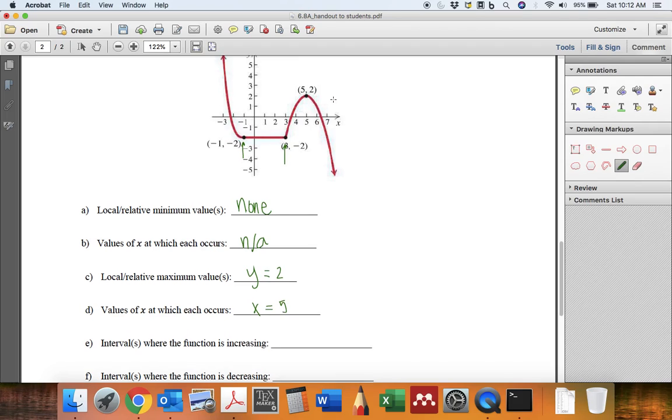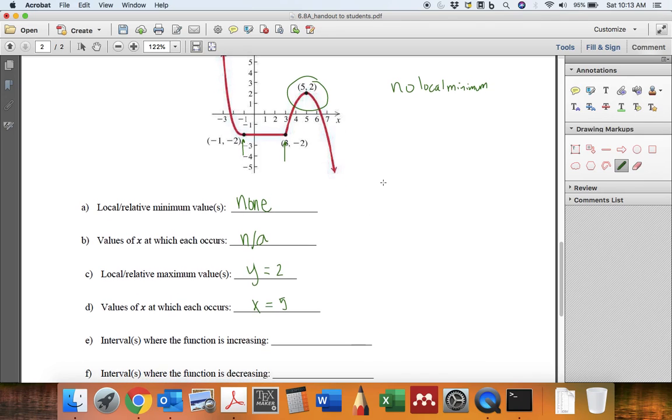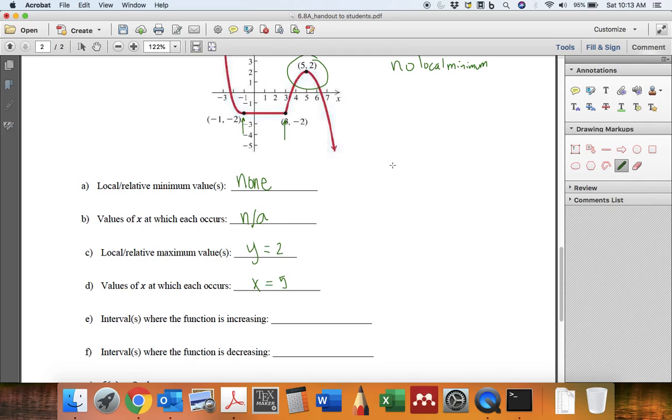So just take a moment to stop the video and make sure that you feel comfortable with why we're calling this a local maximum, but we're saying that there's no local minimum. And if you want, I'm happy to explain it. I'll be explaining it again in class because I want to make sure that I convey the correct information.